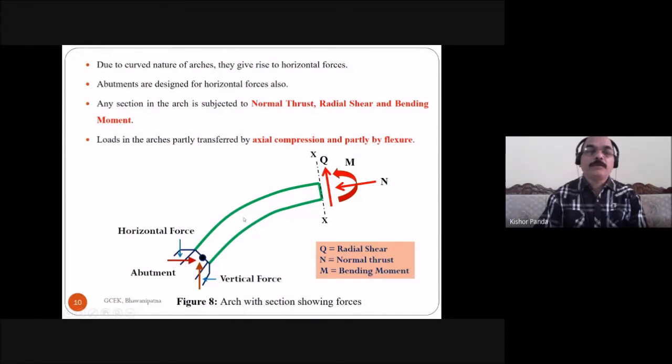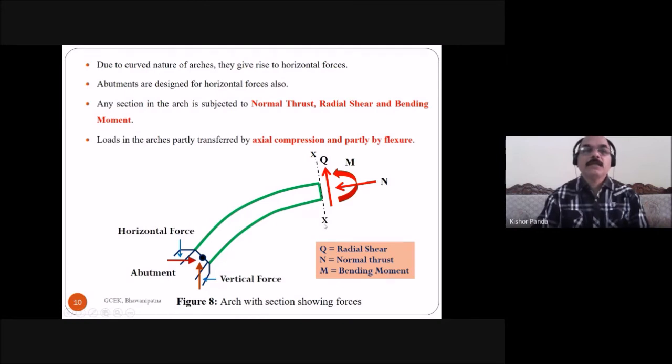What is the load transferred from the arch to the abutment? By considering this load, you have to design the abutment for the horizontal force also. And let us take one section of an arch here. This is the arch, and we take one section here.